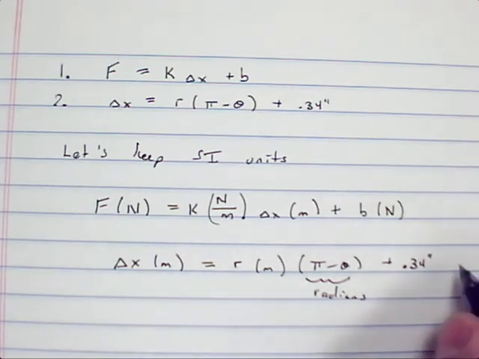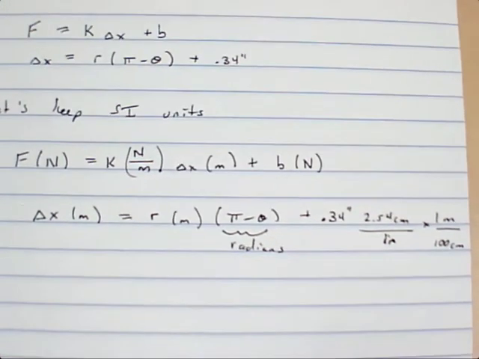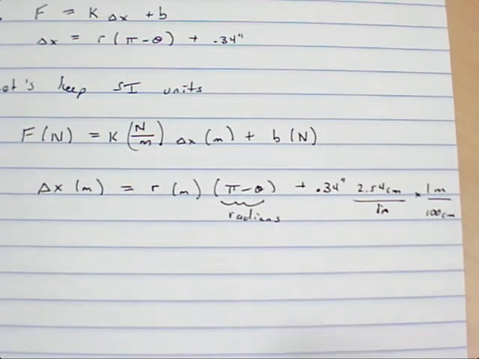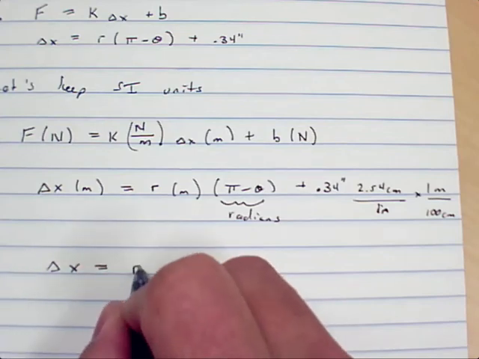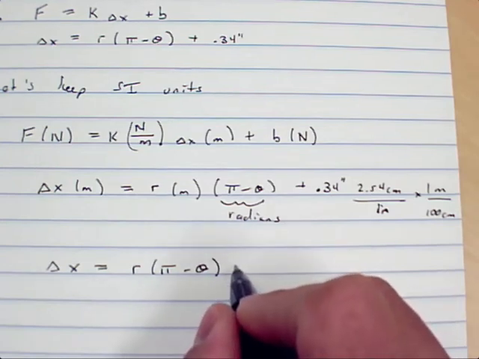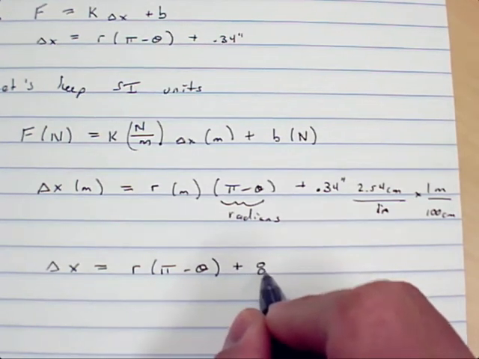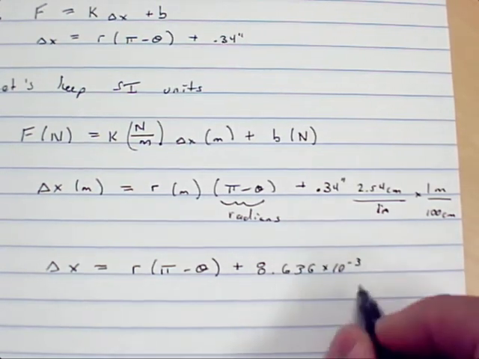So 0.34 inches, you have to multiply by 2.54 centimeters for every 1 inch. And 1 meter is 100 centimeters. So we're putting everything into SI units. So now we're going to have delta x equals r times pi minus theta, plus, I did a quick calculation of 8.636 times 10 to the minus third, and then that should be in meters.